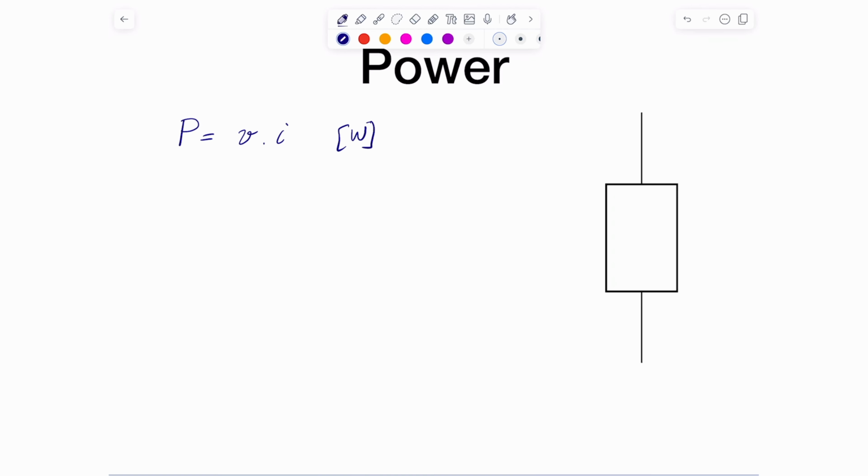Typically we say an element is absorbing power if the power value that we get is greater than 0. So I'm going to write it as absorb power. And if the power value that we get is less than 0, we say that this particular element is supplying power or generating power.